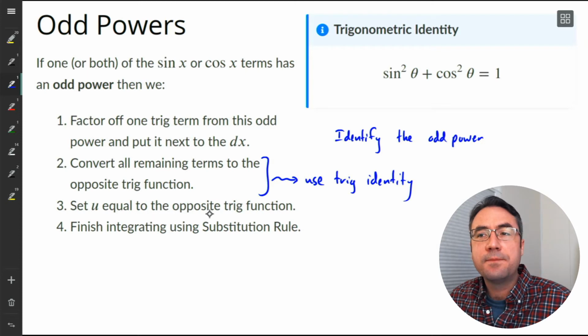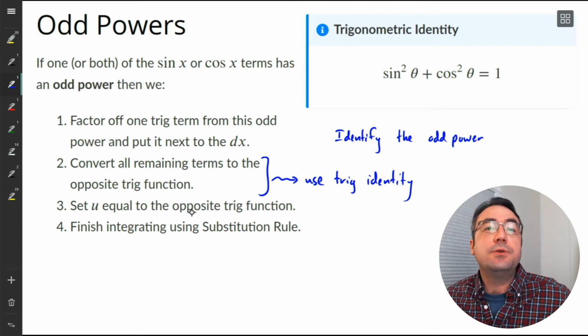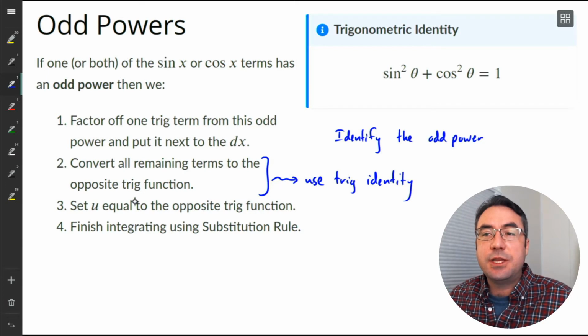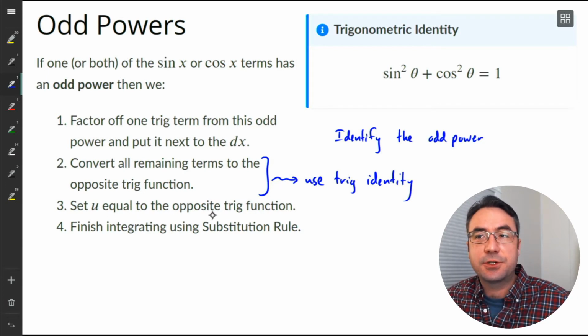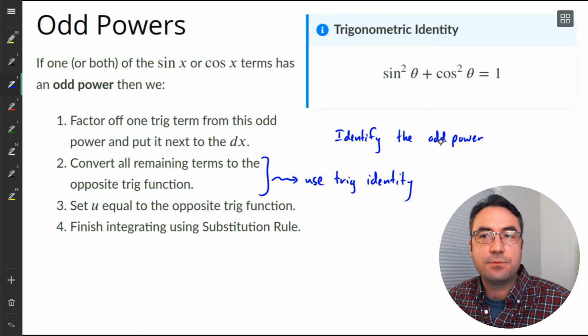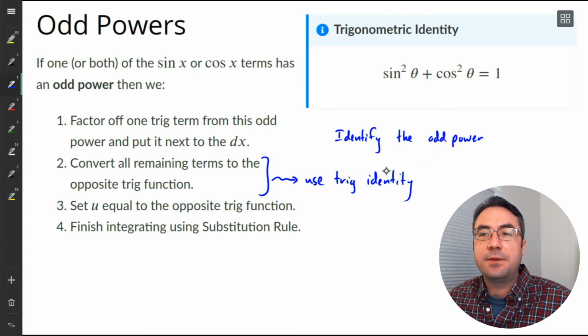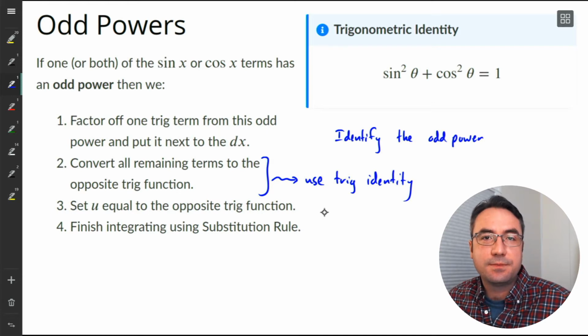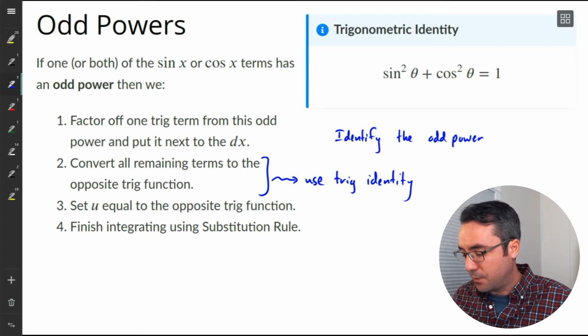And then in steps 3 and 4, we're going to do a u substitution. We're going to let u equal our opposite trig function, whichever one we didn't identify in step 1, and then we'll go through the usual substitution rule. So if cosine had the odd power that we worked with in step 1, then we're going to set u equal to sine in that case. Let's see how it works.